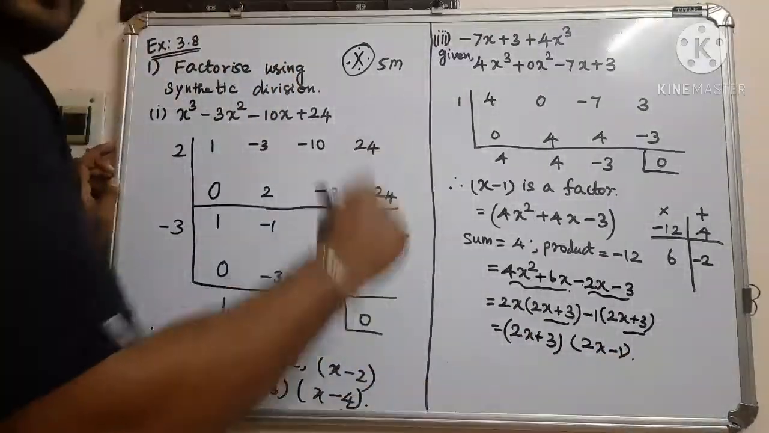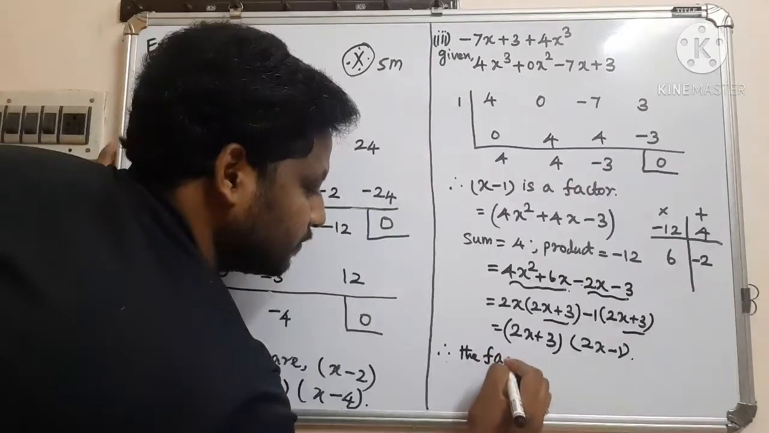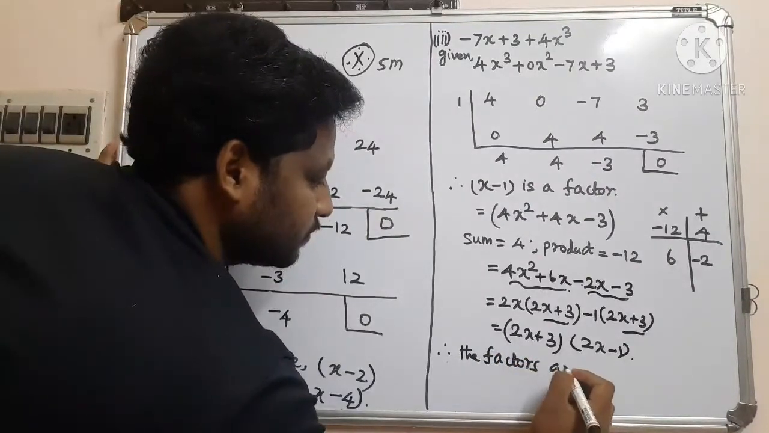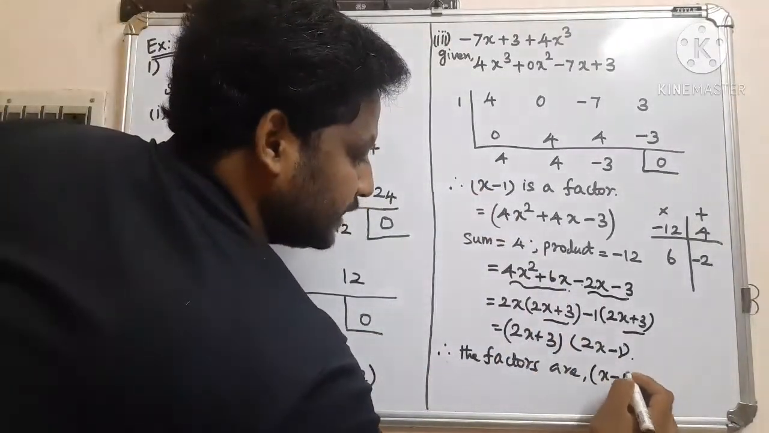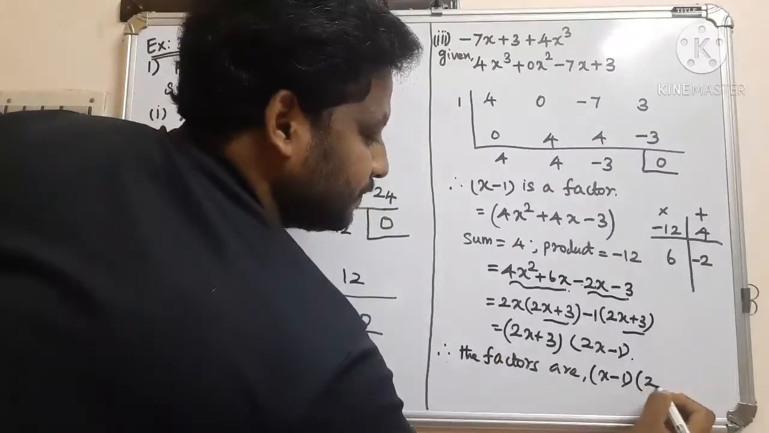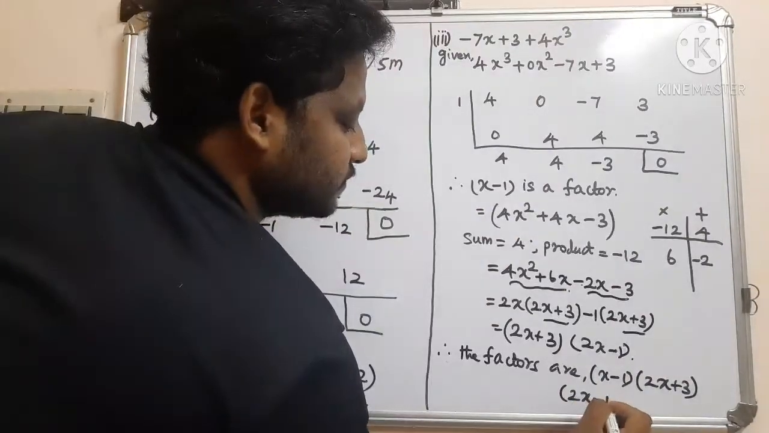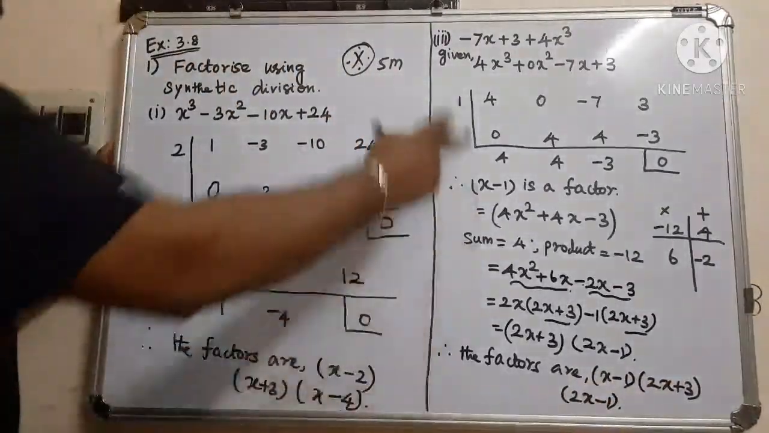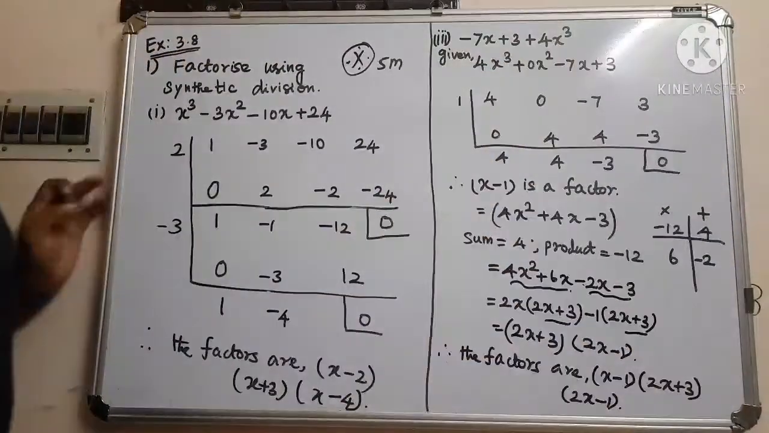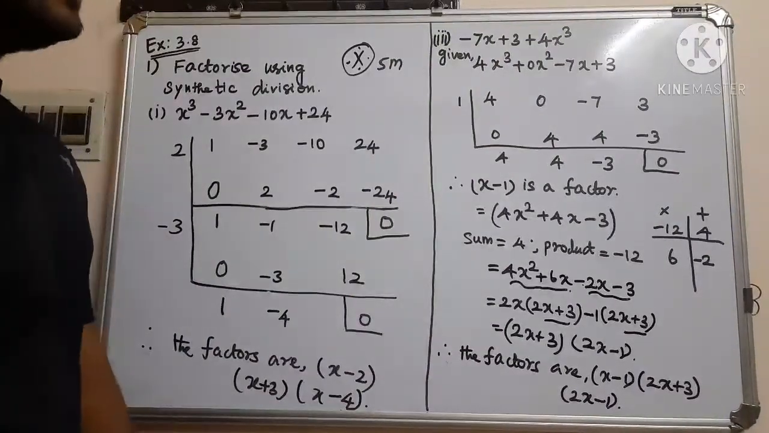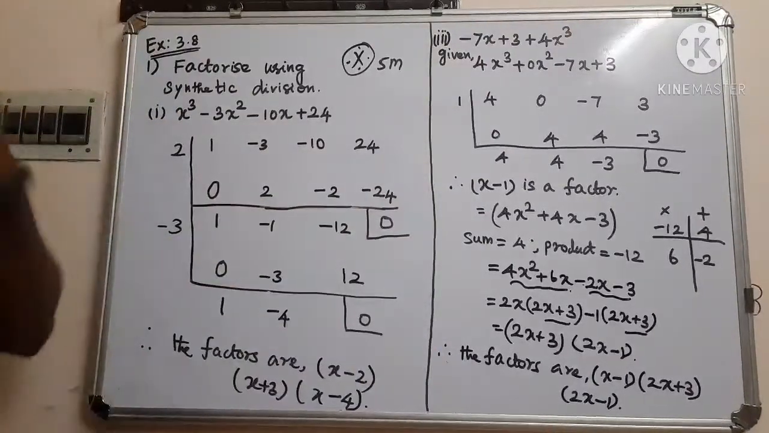So now you have to write the factors. Therefore the factors are: first one is x minus 1, second one is 2x plus 3, and third one is 2x minus 1. So these three values are the factors of this polynomial. If you multiply these three values, you get the polynomial 4x cube plus 0x square minus 7x plus 3. So this is the second method. This question is a very, very important 5-mark question.